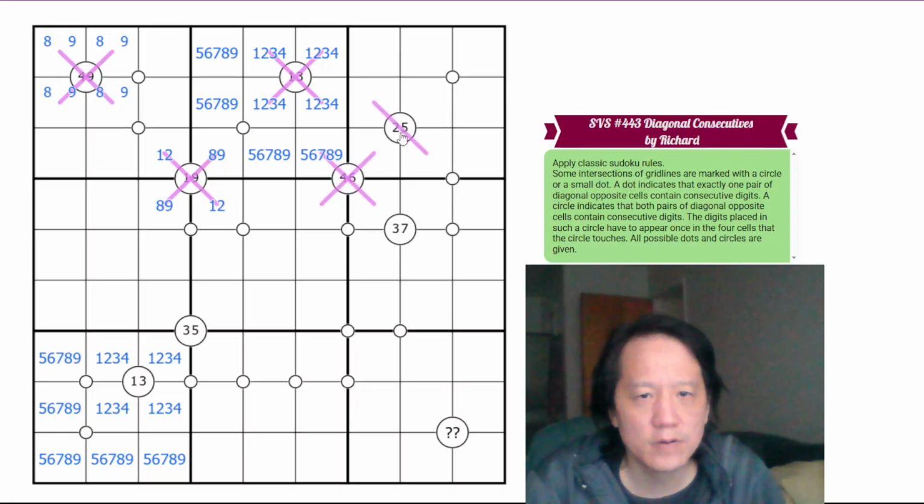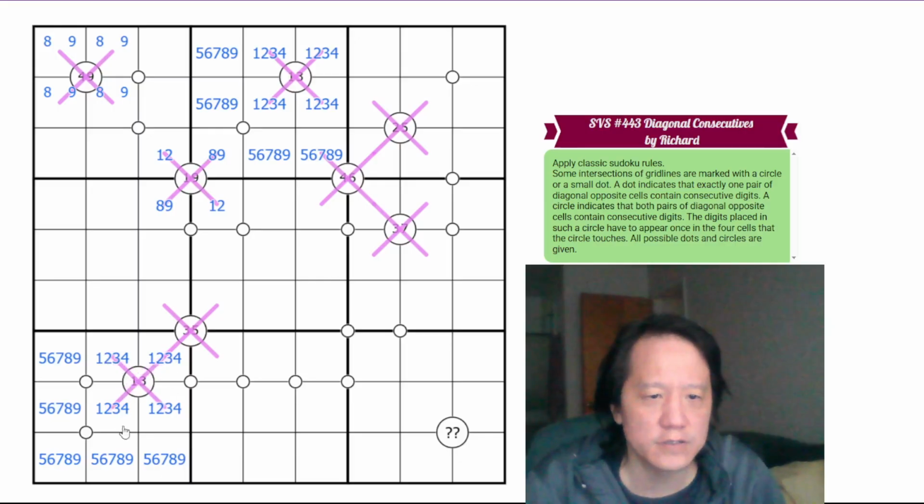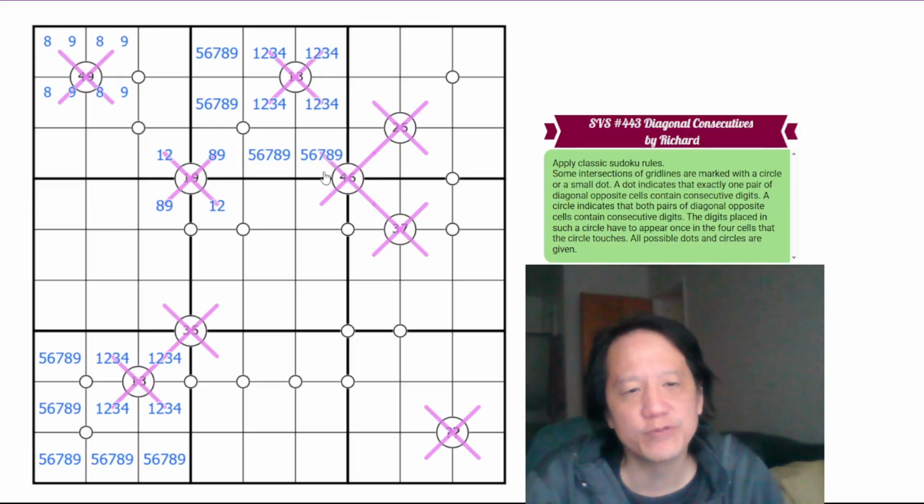Okay. Interesting. So these are guaranteed. These are guaranteed. This is guaranteed. Huh. This is never going to be a consecutive. 1 through 4 is not consecutive with 8 through 9, so these must be guaranteed.